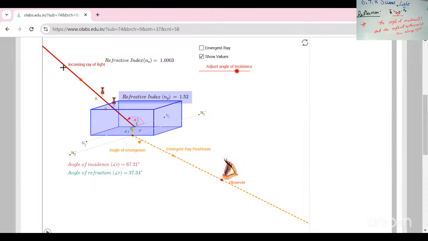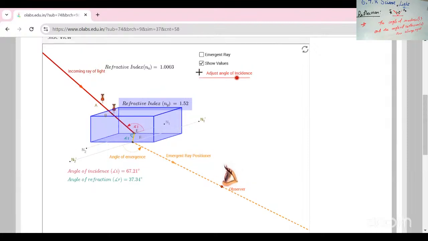37.34. When I pass the light into that part, this is a glass bowl filled with water, the light is passed through this area. This is the incident ray of light, this is the emergent part, this is the reflected part. So this is the refractive index, that is the refractive angle.